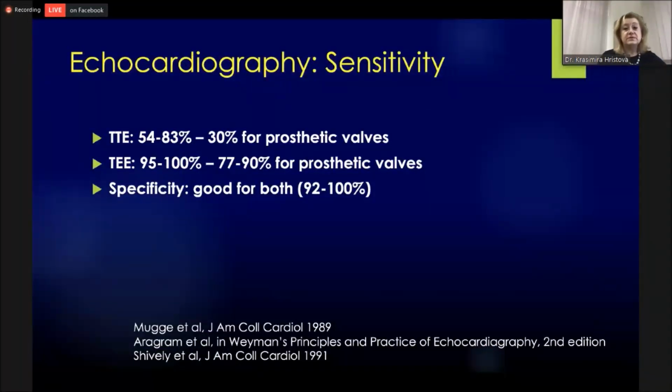The sensitivity of echocardiography as a method for analyzing infective endocarditis is around 30% for prosthetic valves with transthoracic echocardiography, but transesophageal echocardiography is around 95 to 100%, or roughly 90% for prosthetic valves. Very specific, good for both examinations.